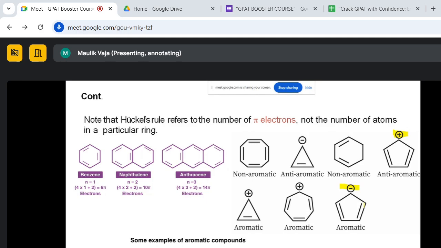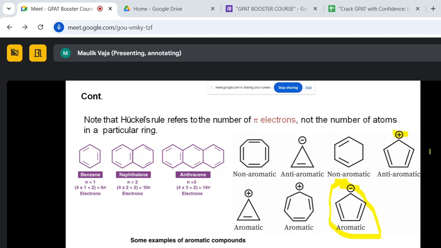Can anyone give an answer? Anyone can give an answer? If 1,3-cyclopentadiene, like this compound, does not contain any charge on this atom, then it will be aromatic or anti-aromatic. Anti-aromatic, because there will be a problem in the formation of bonds of electrons. So it will be non-aromatic. Yes, it will be non-aromatic.